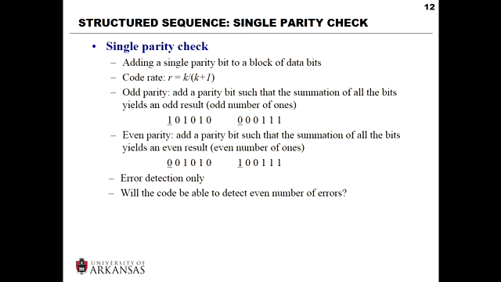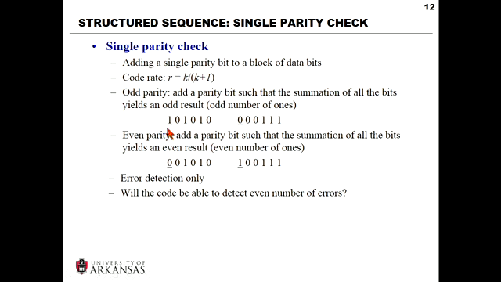Okay? So for single parity check, we add a single parity bit to a block of bits. So in this case, if we have k bits of information, we add 1 bit of parity, so the code word length is k plus 1 equals n. Right? So in this case, the code rate is pretty high. It's k divided by k plus 1. And we can do either odd parity or even parity. So for odd parity, we add a parity bit such that the summation of all the bits yields an odd result. Okay? Which means there will always be an odd number of ones.